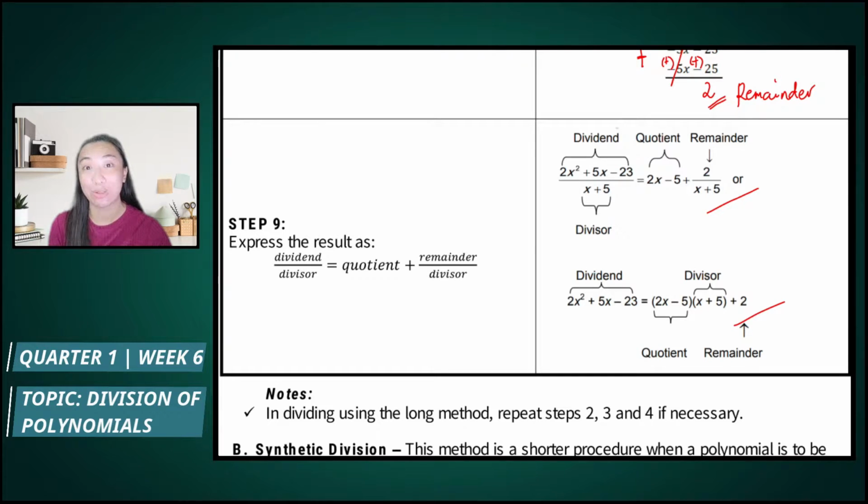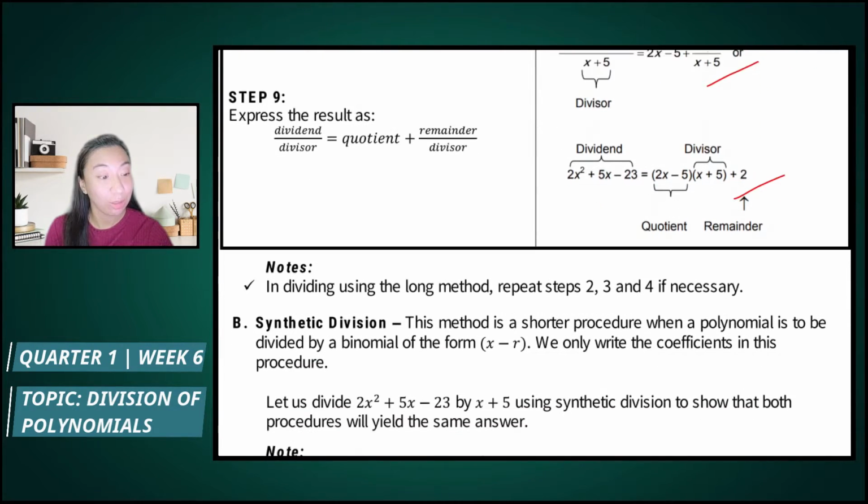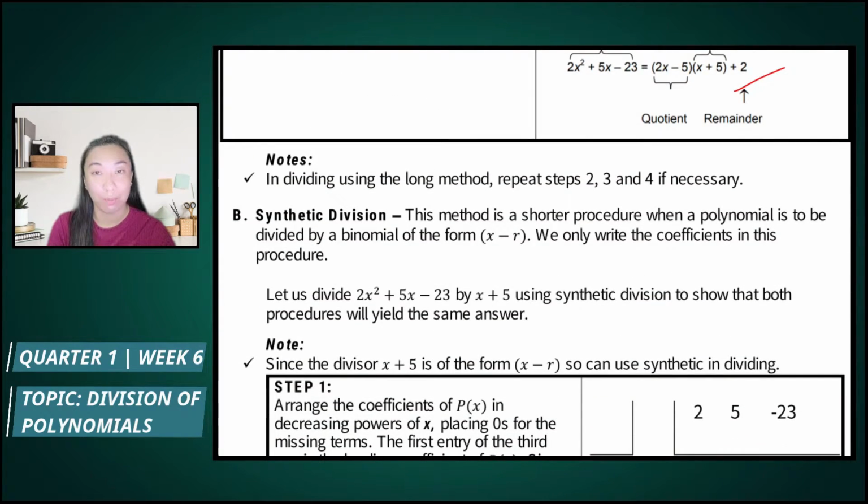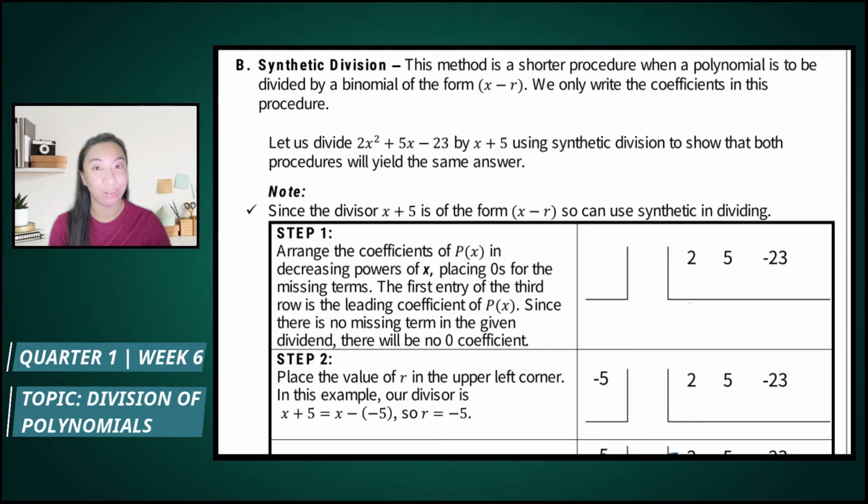So, that is using the long division method. If you review the process, it is very similar to dividing whole numbers. Take note that in dividing using the long division method, repeat steps 2, 3, and 4 if necessary until you come up with the last, which is the remainder. The remainder could be 0 or any integer. Now we are done with the long division method.